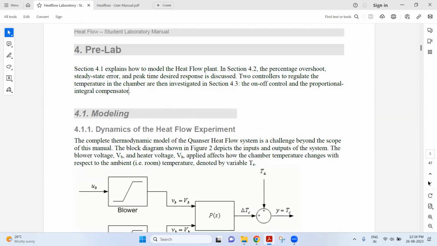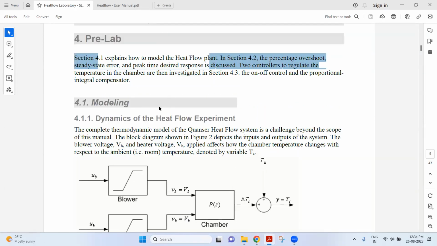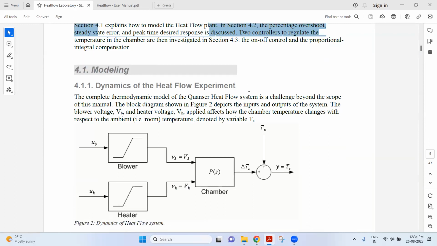Okay, so now, first one: explain how to model the heat flow plant, percentage overshoot, peak time, settling time, and control two regulators. The first step is how to model this heat flow experiment.